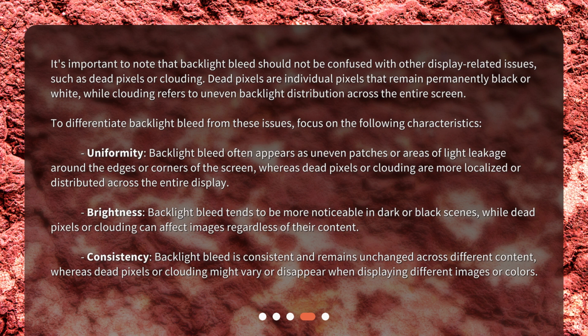Uniformity. Backlight bleed often appears as uneven patches or areas of light leakage around the edges or corners of the screen, whereas dead pixels or clouding are more localized or distributed across the entire display. Brightness. Backlight bleed tends to be more noticeable in dark or black scenes, while dead pixels or clouding can affect images regardless of their content. Consistency. Backlight bleed is consistent and remains unchanged across different content, whereas dead pixels or clouding might vary or disappear when displaying different images or colors.